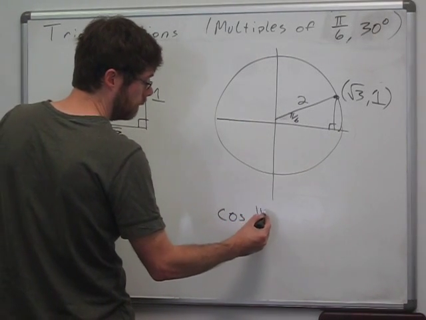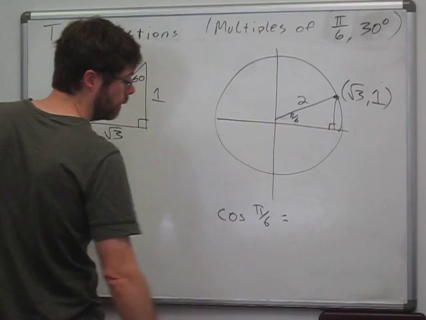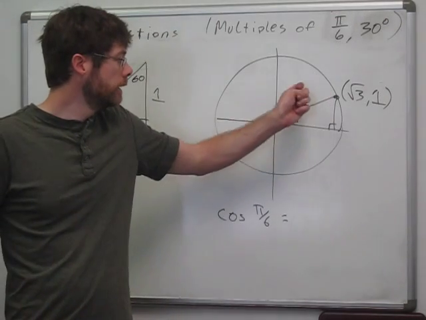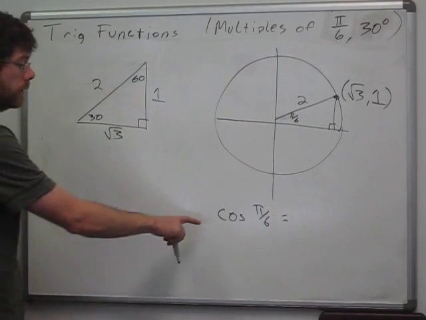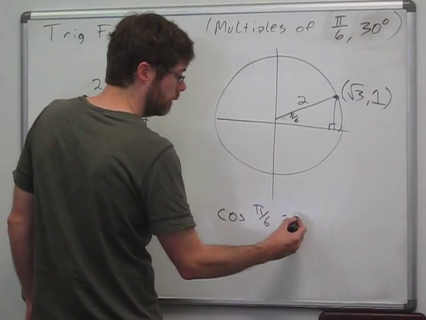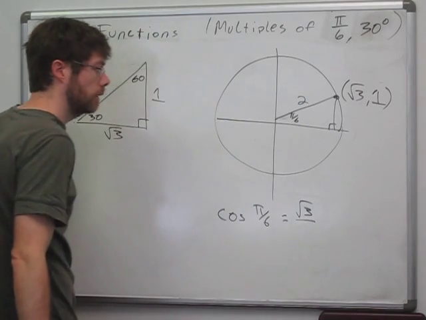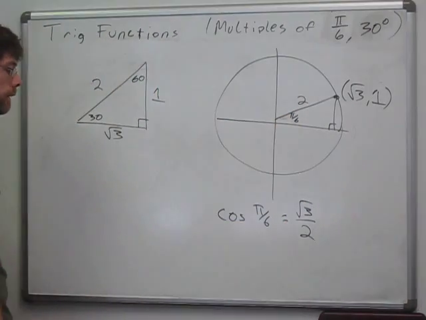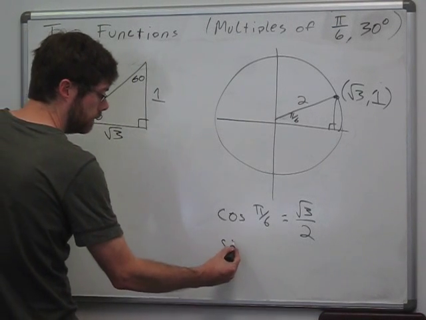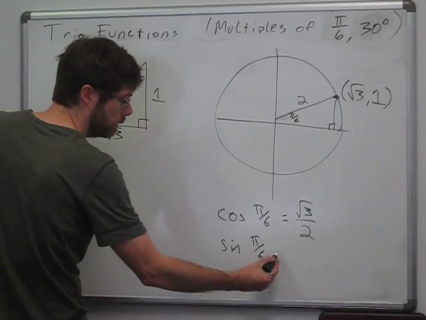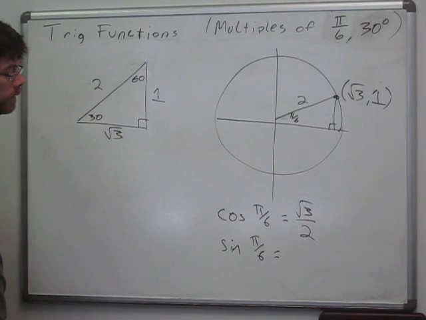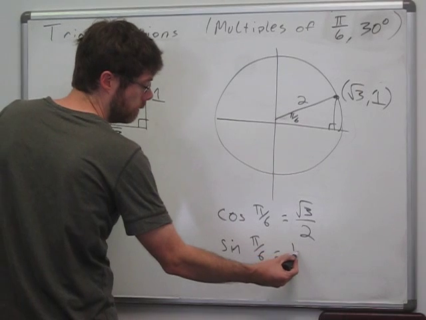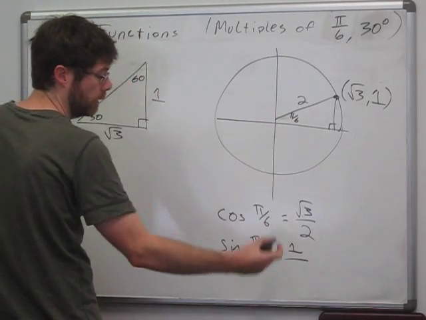But again, as we saw with multiples of pi over 4, we have to keep in mind that we have to divide our coordinates by the radius. Right? So cosine of pi over 6 is going to be the x-coordinate, radical 3, over the radius, 2. Right? The sine of pi over 6 is going to be the y-coordinate, 1, over the radius 2.